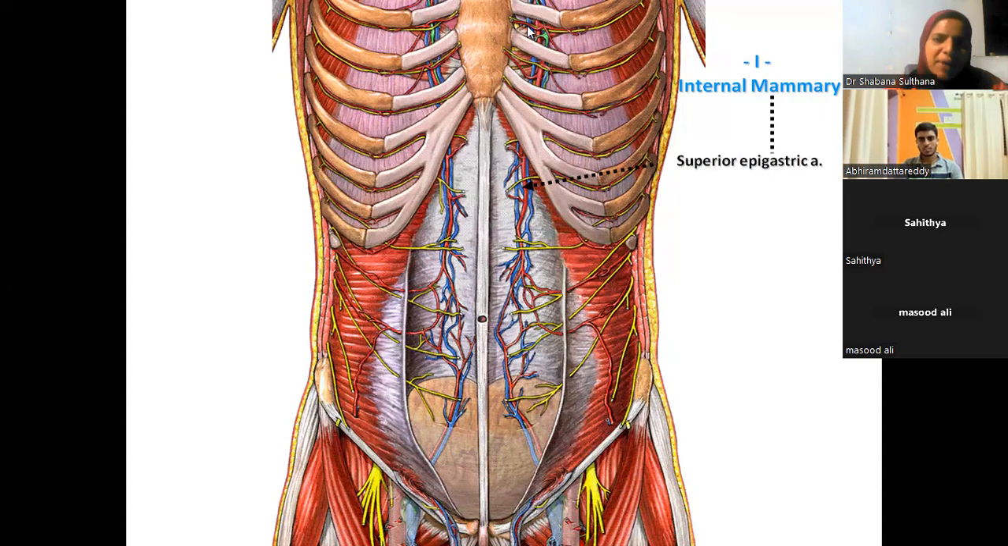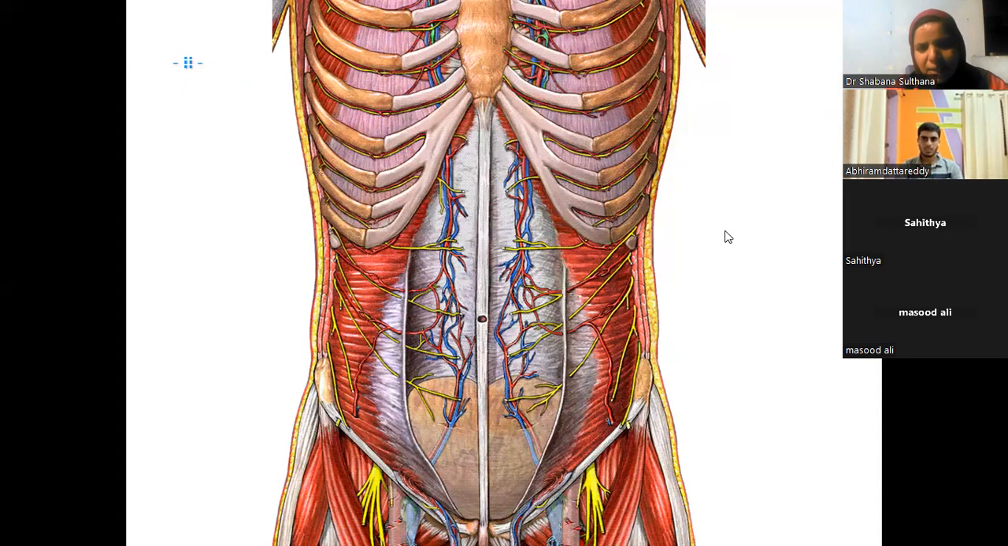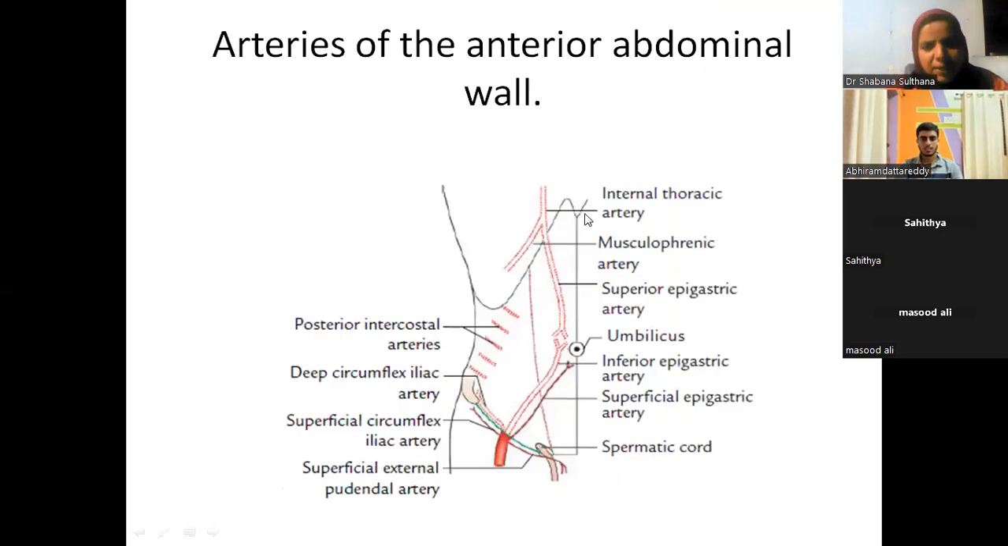Very good. As Abhiram was telling us, this is the internal mammary artery, also called the internal thoracic artery. Its terminal branch is the superior epigastric artery, isn't it? From the external iliac artery, you have one artery going like this. You call it the inferior epigastric artery. So superior and inferior epigastric arteries are anastomosing.